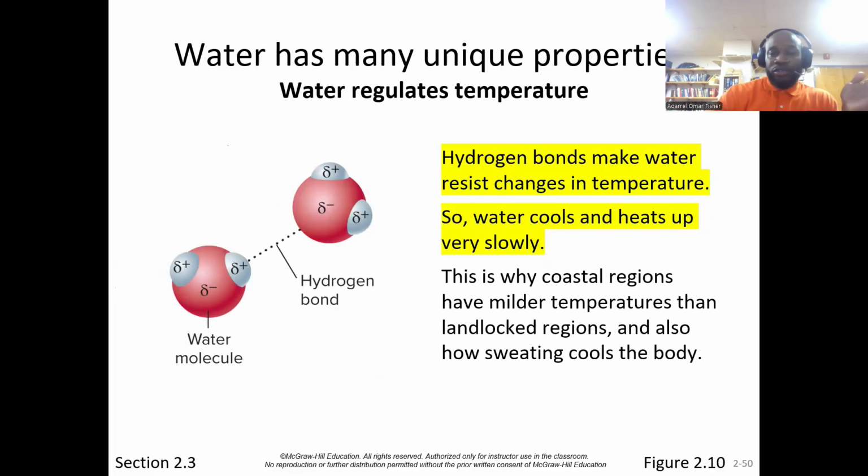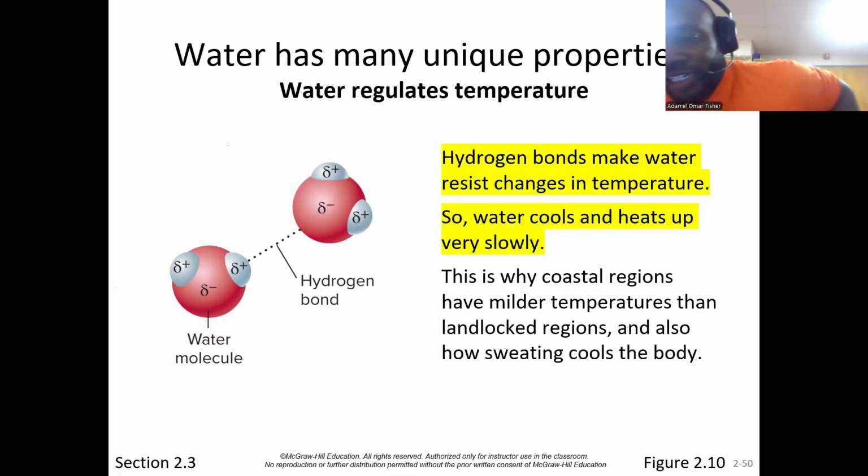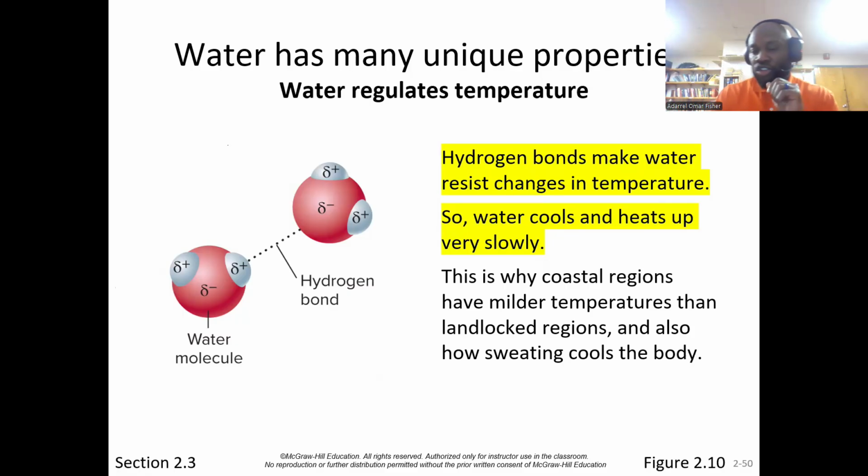Water can help regulate temperature. So hydrogen bonds make water resist changes in temperature. If you notice, it takes a lot of energy to make water boil. Also, water can hold on to heat very well, and therefore to cool it down to the point of freezing can take quite a bit. And so the water in your body helps your body with resisting changes in temperature. It's not the only thing, but it helps.